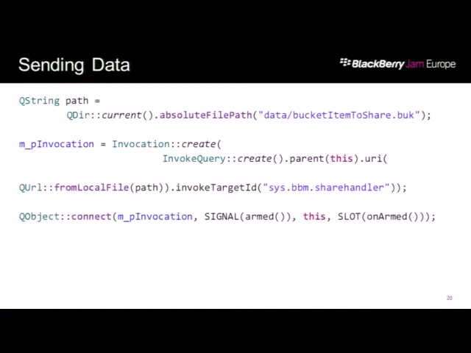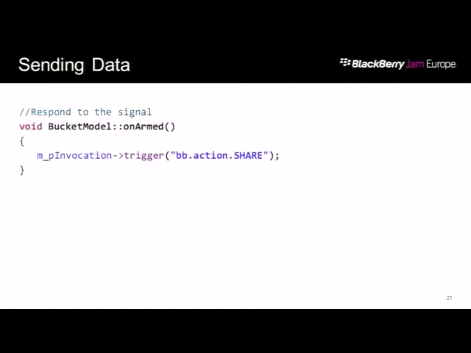And previous to this, I actually wrote out to that file. I didn't include it in the example here, since it's not relevant to invocation, but it's just writing to a regular file. Now within that onArmed method, we're going to call the trigger, and we're going to say bb.action.share. That's going to open up BBM to share that particular file that we specified.